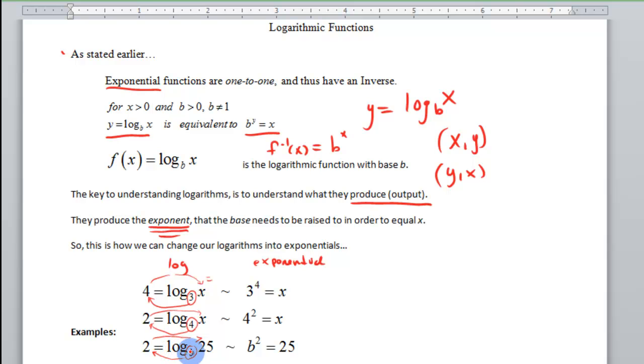What number do you take to the 2nd power to get the input of 25 here? 5. 5 squared is 25. And you'll notice that it's producing the square. It's producing the 2, the exponent. It's giving you access to that exponent. So that's what logs do. They give you access to the exponents, where normally you have no access to these guys up here. You can't solve for something like that.